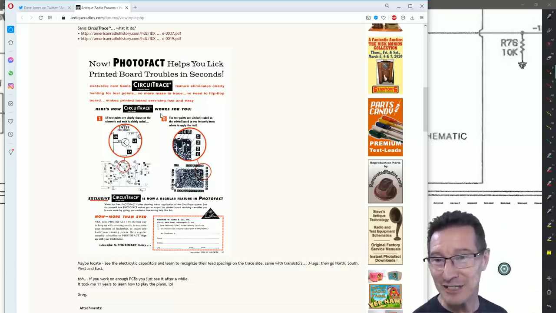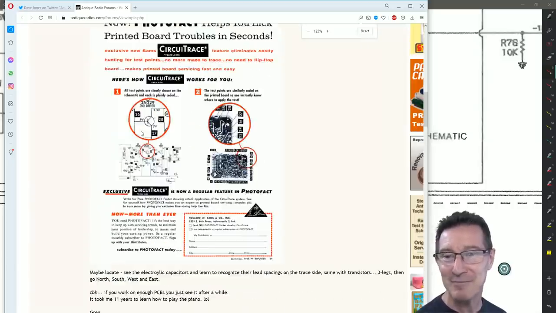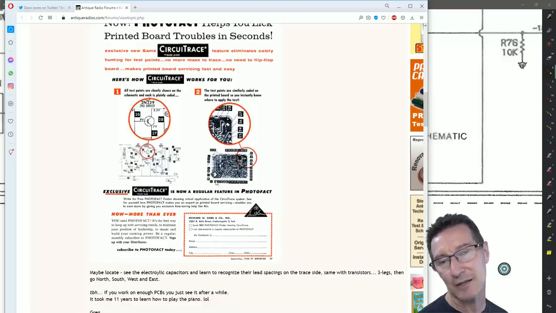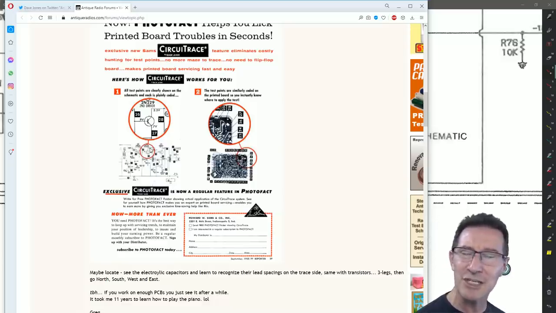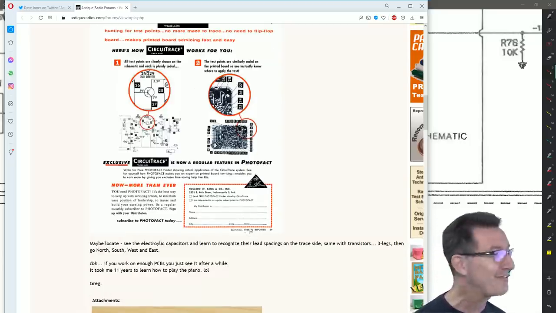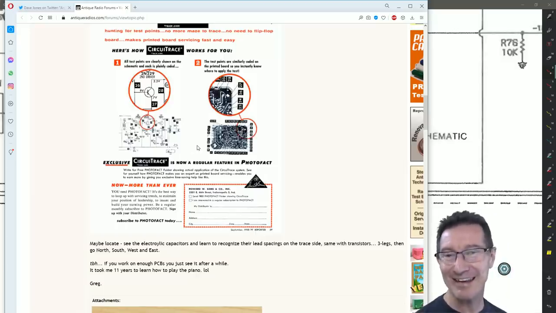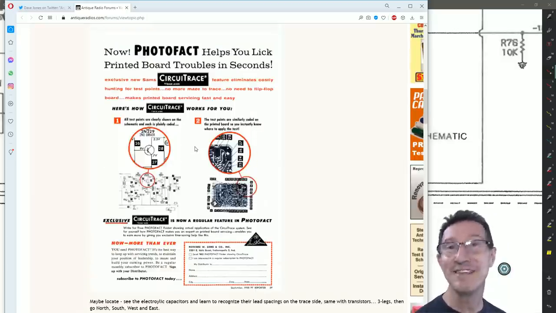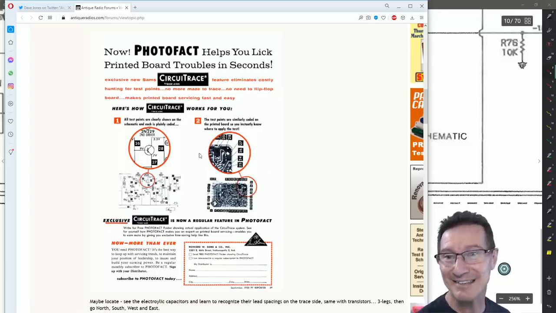Here's how Circuitry Trace works for you. All test points are clearly shown on the schematic and plainly coded. The test points are similarly coded on the printed circuit board, so you instantly know. Is it just like they take photos? I don't actually know what the product actually is. Write for your free PhotoFact thing, like September 1958. That is great, right? So this is like the late 50s, this Circuitry Trace stuff, and apparently it was still a thing in the 80s.